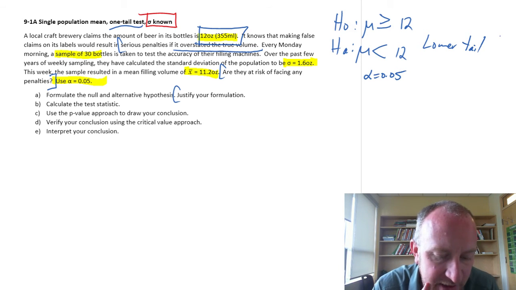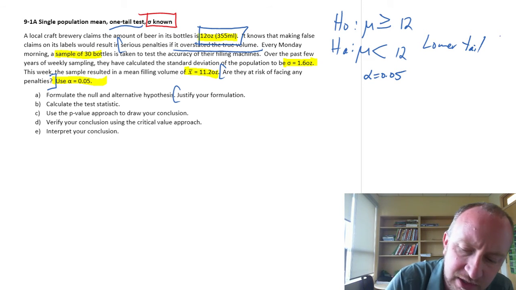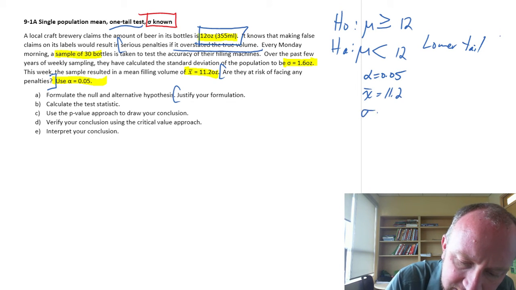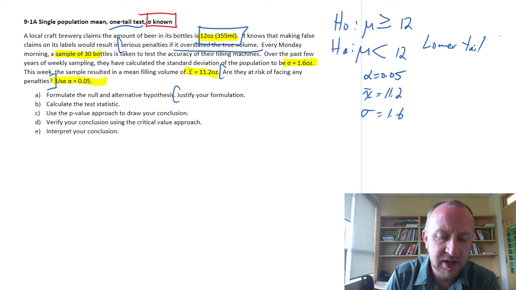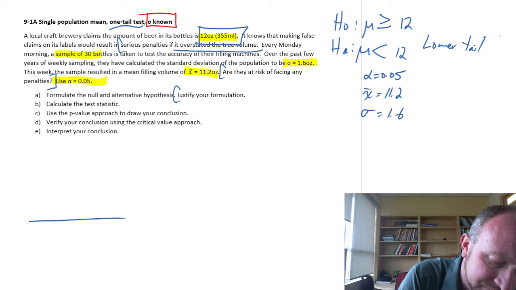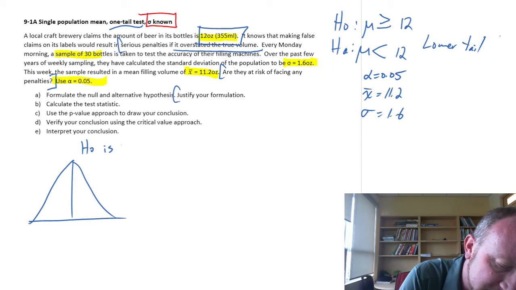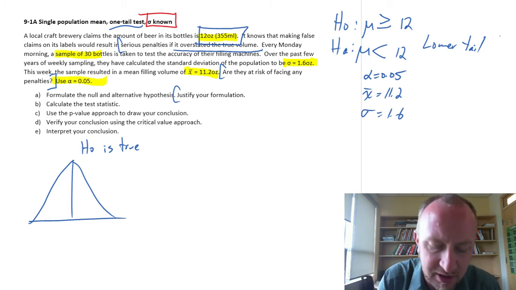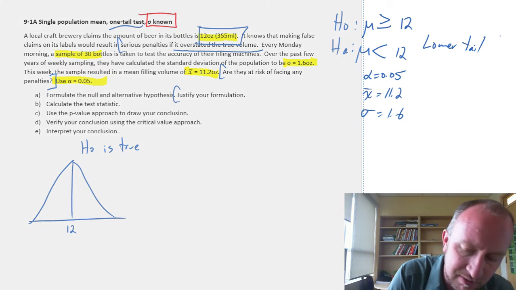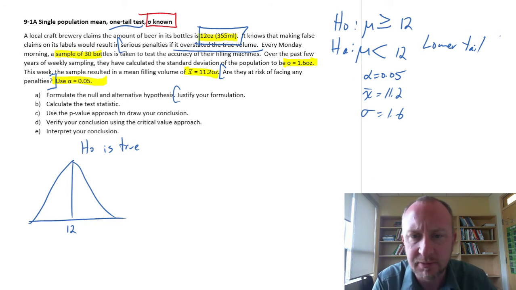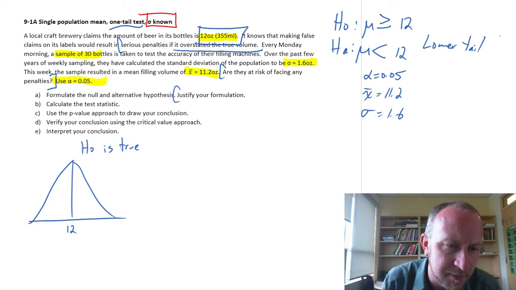Next step, calculate the test statistic. Let me scribble down some of our other values here so that I can more easily take advantage of them. Here's my distribution if the null is true. We always perform these tests under the assumption that the null hypothesis is true, with a mean volume of 12 ounces. Sorry, I keep saying weight, volume of 12 ounces. I trust you know what I mean.